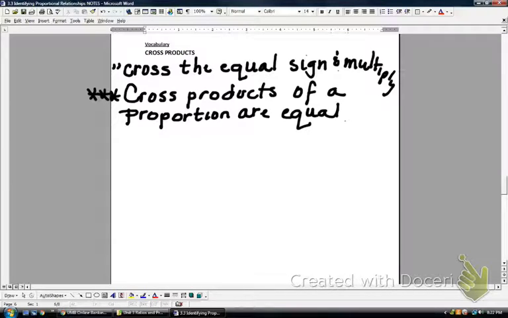That's the algorithm really. And then cross products of a proportion are equal. Remember that the word product means to multiply. So it's really exactly what it is. Cross the equal sign and multiply. So let's look at a quick example.